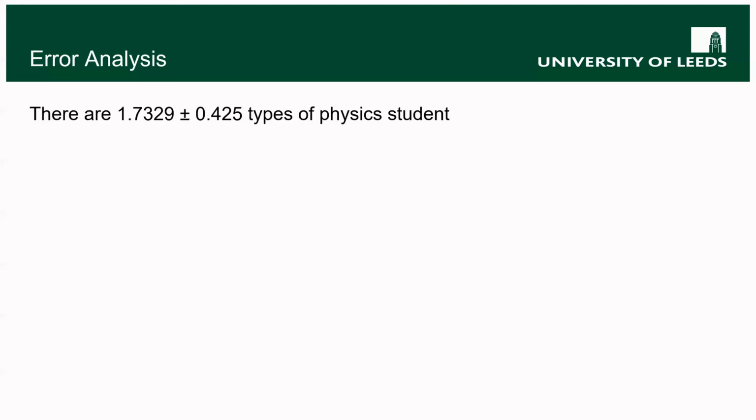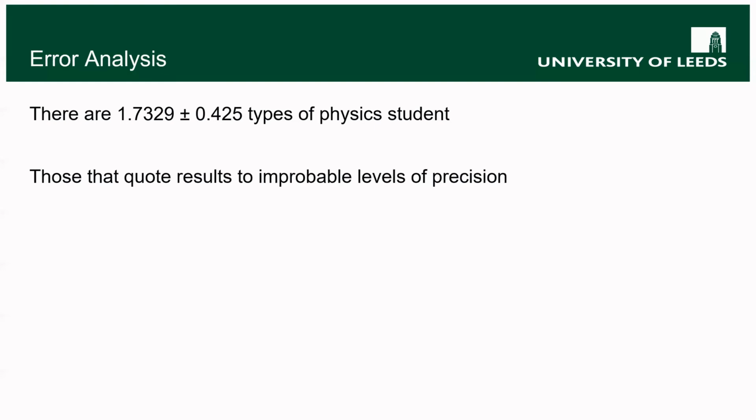Okay, so error analysis is another area which often causes some disquiet or concern as to how to do it. So the standard joke: there are 1.7329 plus or minus 0.425 types of physics students in the world. Those that quote the results to improbable levels of precision, and those that pass this module. Okay, I cannot stress this enough.